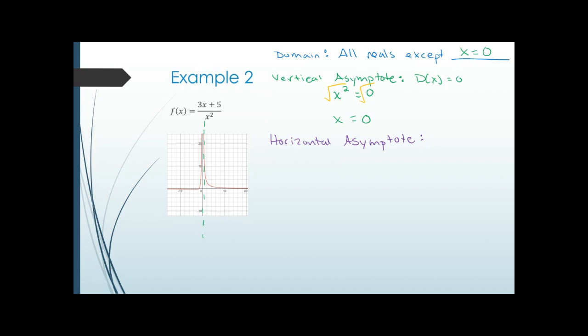So horizontal asymptote, we look at the degree of the top versus the degree of the bottom. So on top we have 3x plus 5. That is degree 1 because it's linear. So the degree of the top is 1. In the denominator, we have x squared. A quadratic is degree 2. So the degree of the top is smaller than the degree on the bottom, and that is our case 1.